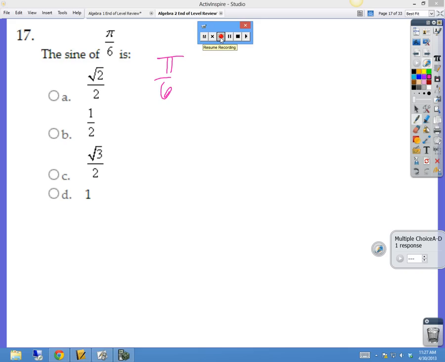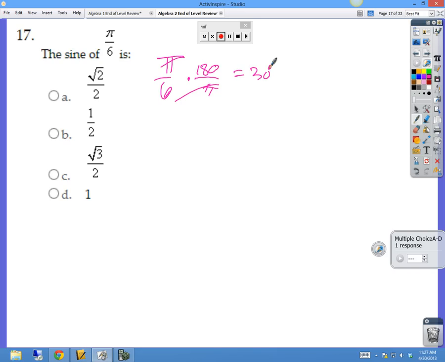Change it to degrees, so let's times it by 180 over pi. What's 180 divided by 6? That's just a 30 degree angle. So 30 degree angle is not too bad. It's just going to be that angle right there. So if you make your bow tie, come down, make a 90 degree.